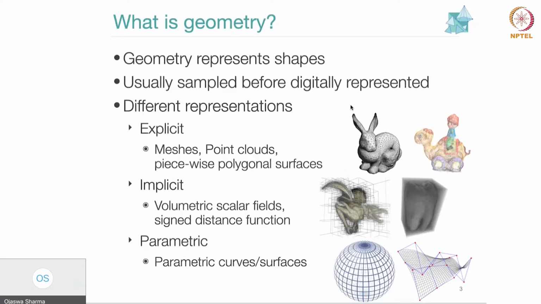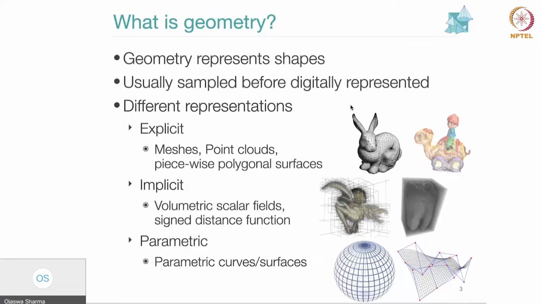Usually, if we capture a shape from the real world, it has to be sampled before we digitally represent it. And I can give you examples. Any digital signal has to be sampled. The audio that you hear. So if I have to record my voice and play it back, it has to be sampled, just like you sample signals. So you sample it at regular intervals, and then you reconstruct it when you want to play back, right?